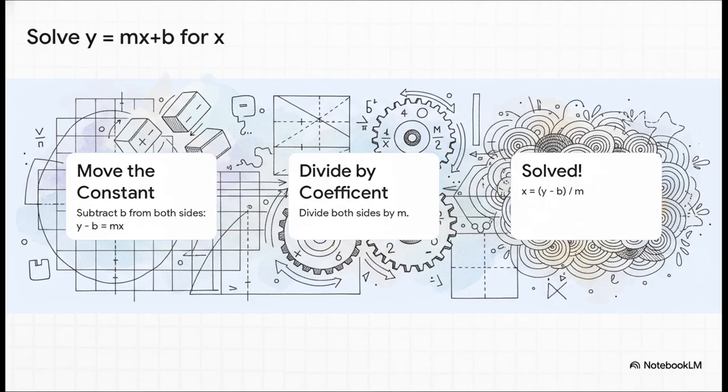Okay, let's level up to a two-step problem. You've definitely seen this one. y equals mx plus b. This time, our goal is to get that x all alone. Remember, we work backwards, like we're undoing a puzzle. First, we have to get rid of that plus b. So we do the inverse and subtract b from both sides. That leaves us with y minus b equals mx. Now, x is being multiplied by m, so we do the inverse again. Divide both sides by m, and there you have it. x equals the whole chunk, y minus b, all divided by m.